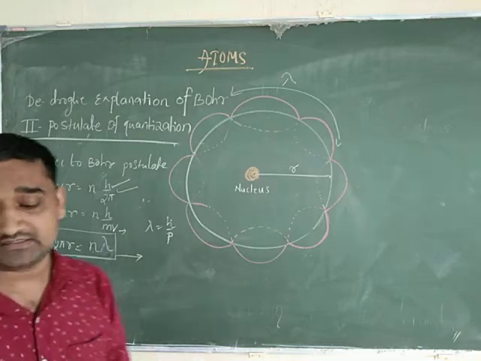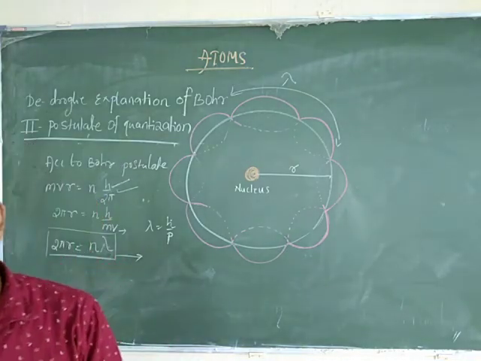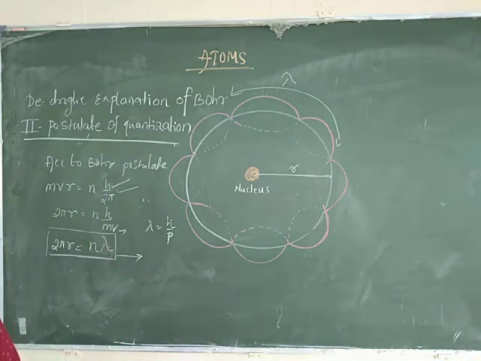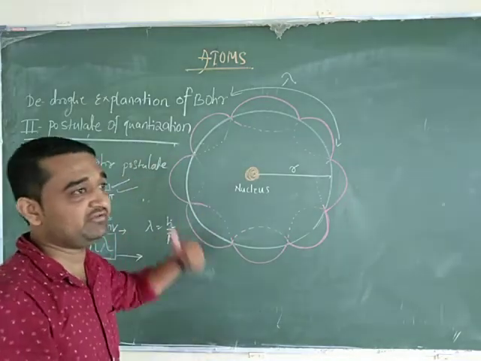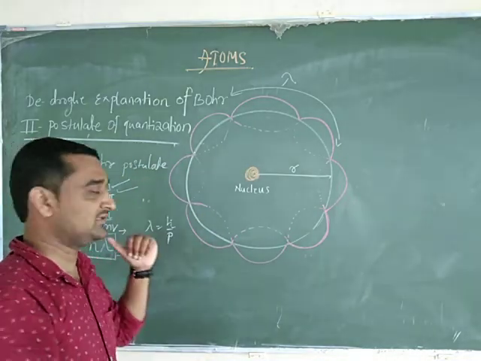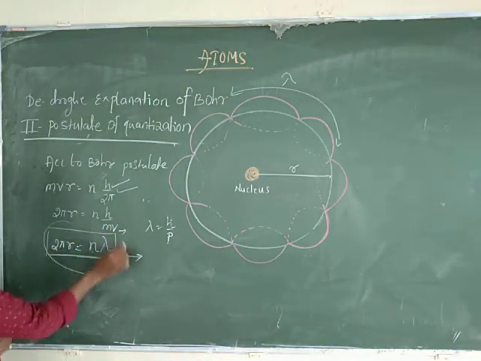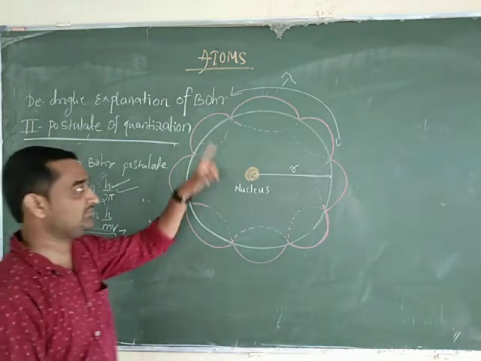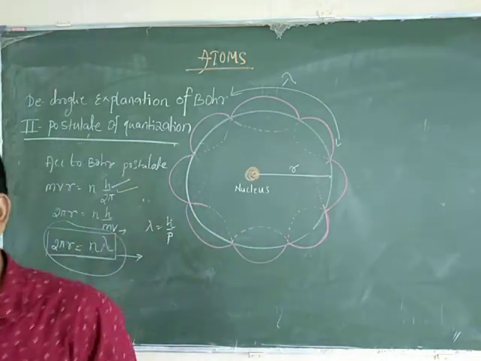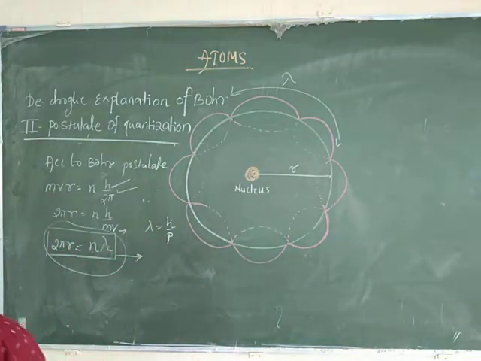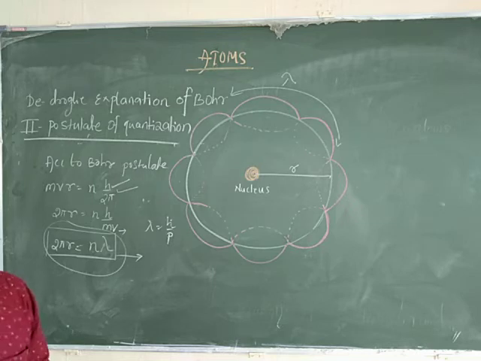So he has given the relation, or the connection, between the wave nature of the electron and the stable orbit, the orbit circumference and the wave nature of the electron, and this is the explanation. 2 pi r is equal to n into lambda. The circumference of the orbit is equal to the integral multiple of the wavelength of the electron.